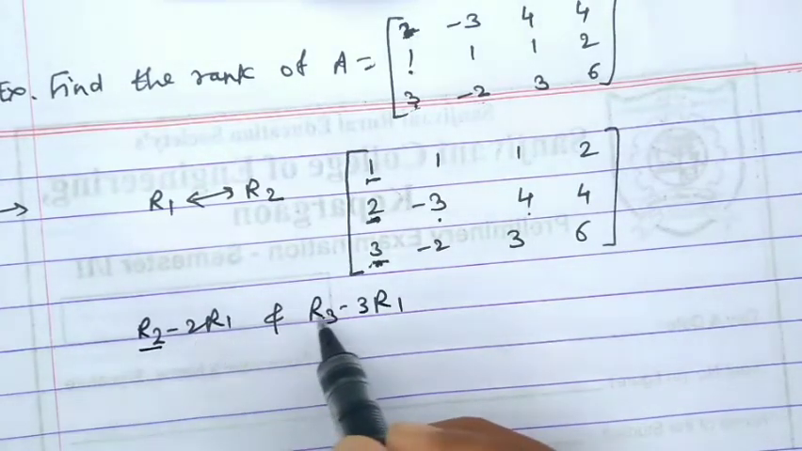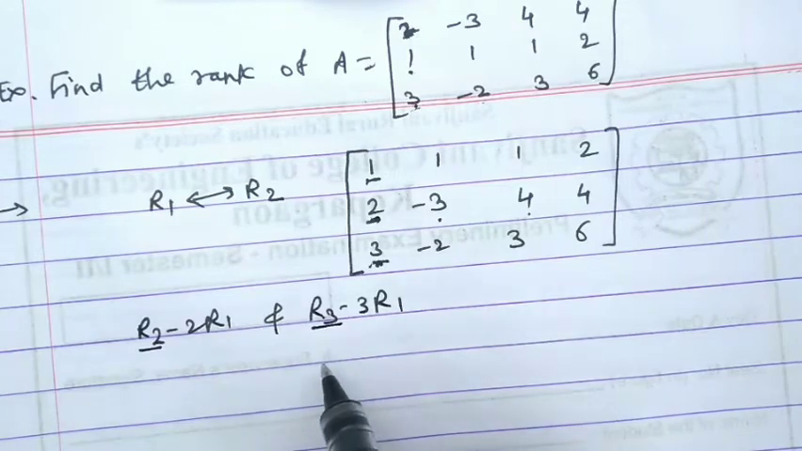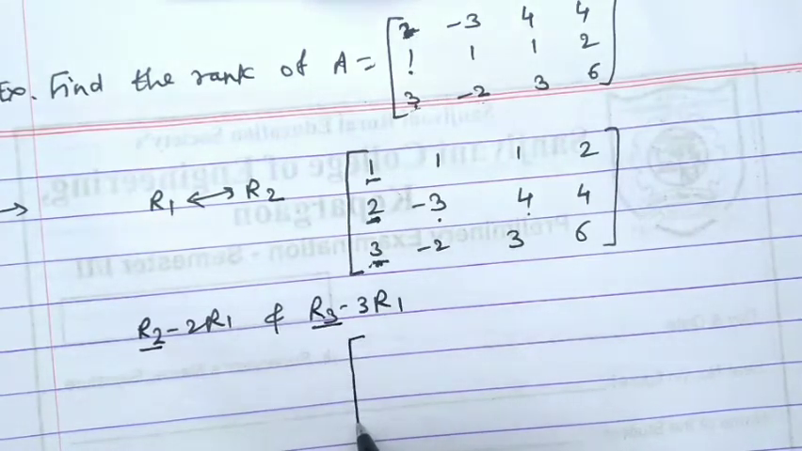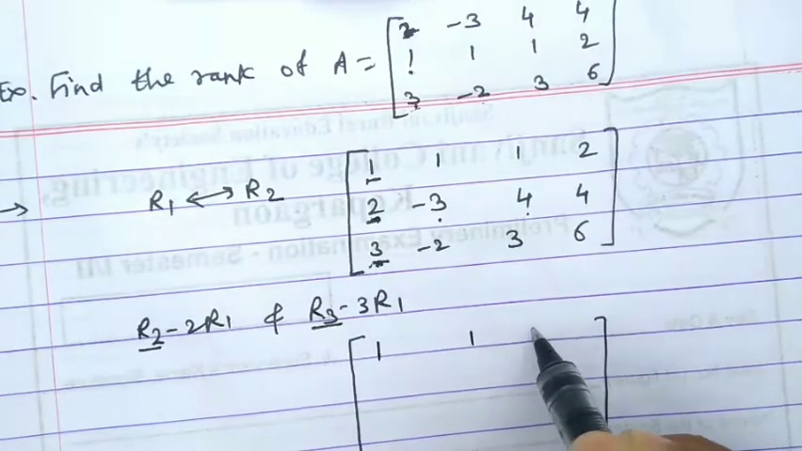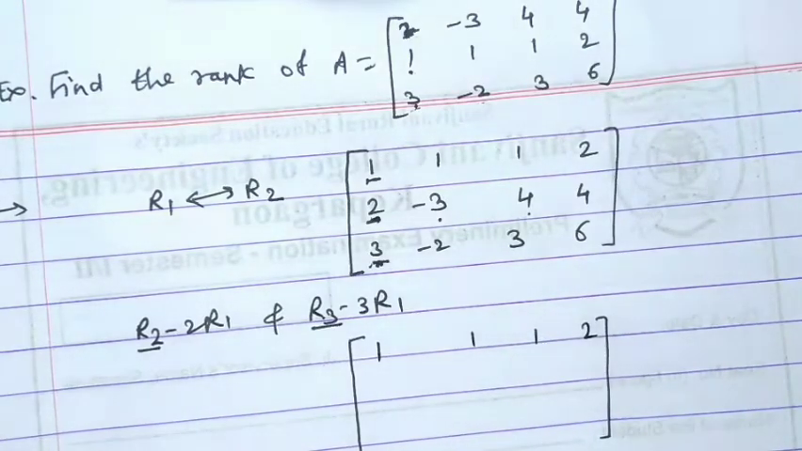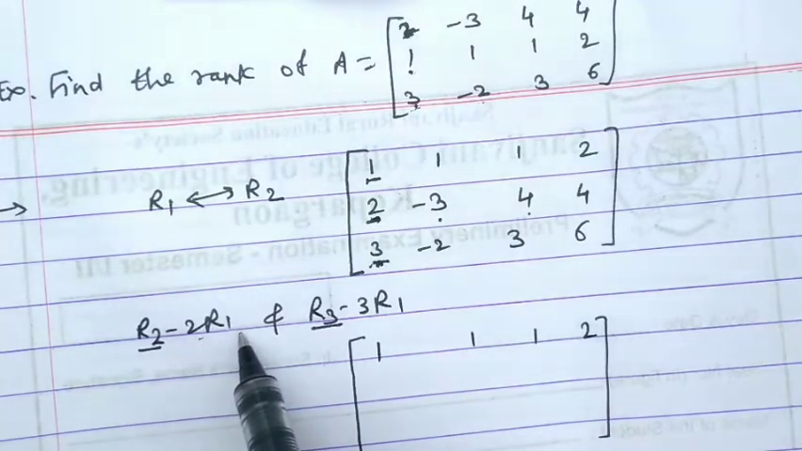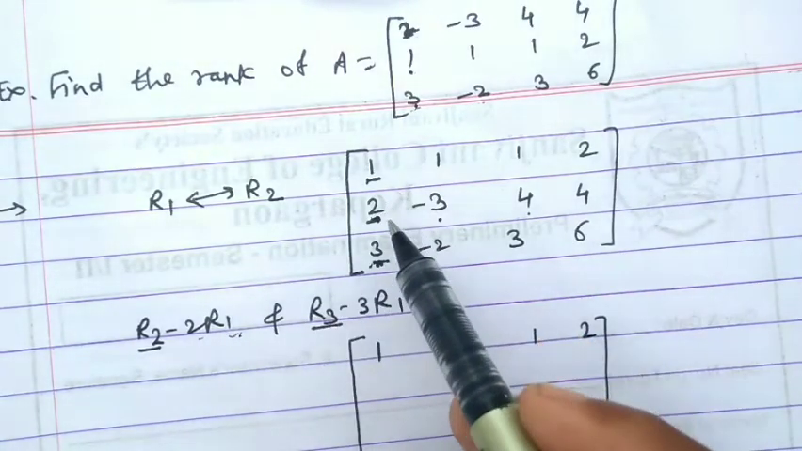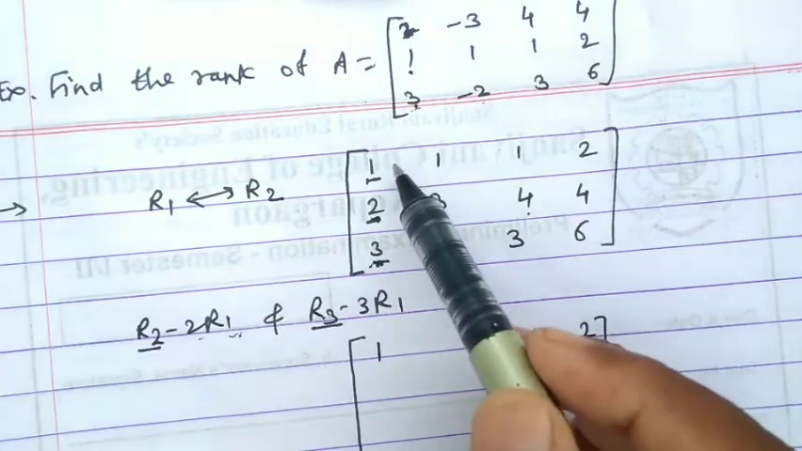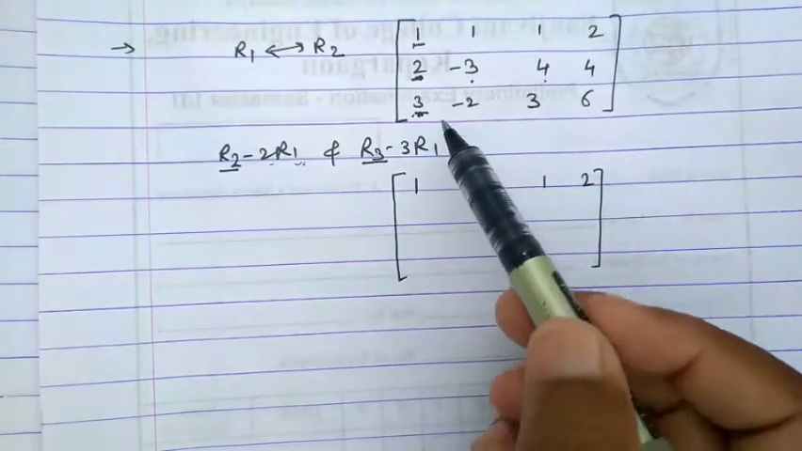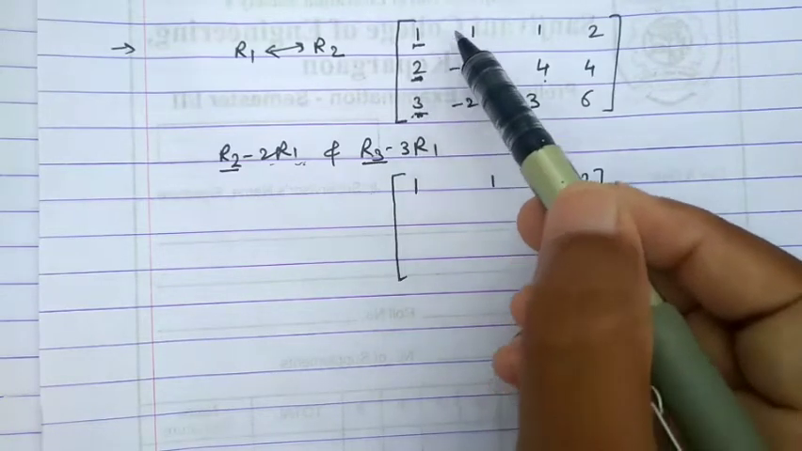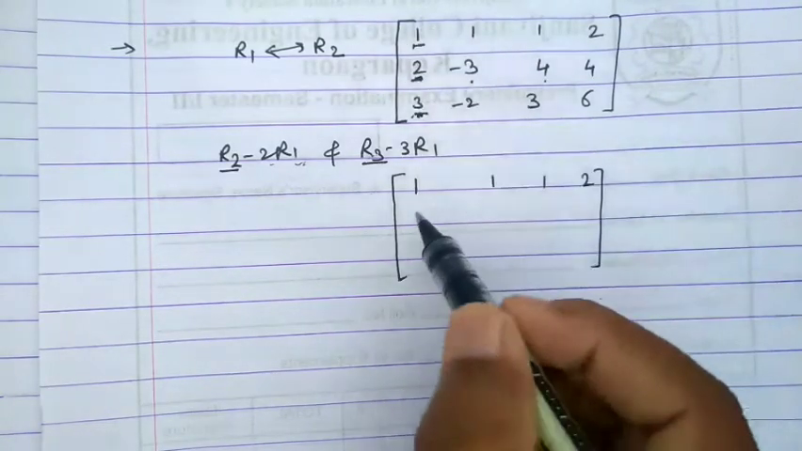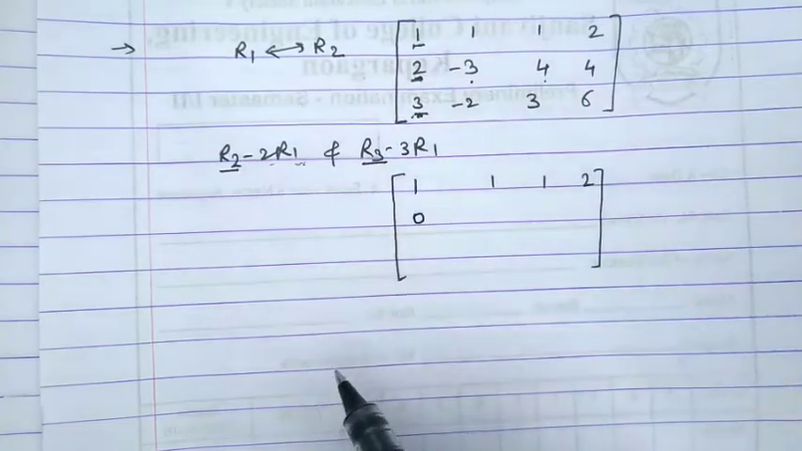So there is an operation on the second row and an operation on the third row. So there is no change in the first row. So the first row I write as it is: 1, 1, 1, 2. Now there is a change in the second row. What is the second row? R2 minus 2 times R1. So subtract 2 times the first row. So we will get 2; this second row element is 2 minus 2 times 1, so 2 minus 2 is 0.